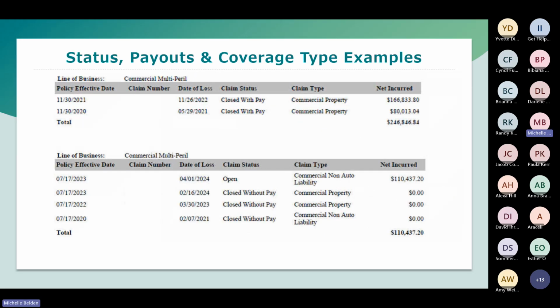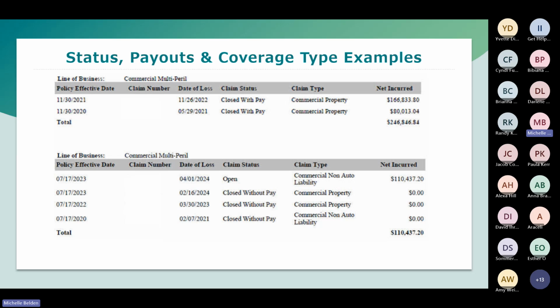All right. So some other examples I want to talk about are status on losses and payouts, and coverage types. In this example, on the top portion, you can see that there were 2 losses. Both were closed with pay. So that's helpful to know, whether they're closed with pay, closed without pay, or open, where we're at with the claim, because that will affect market availability.